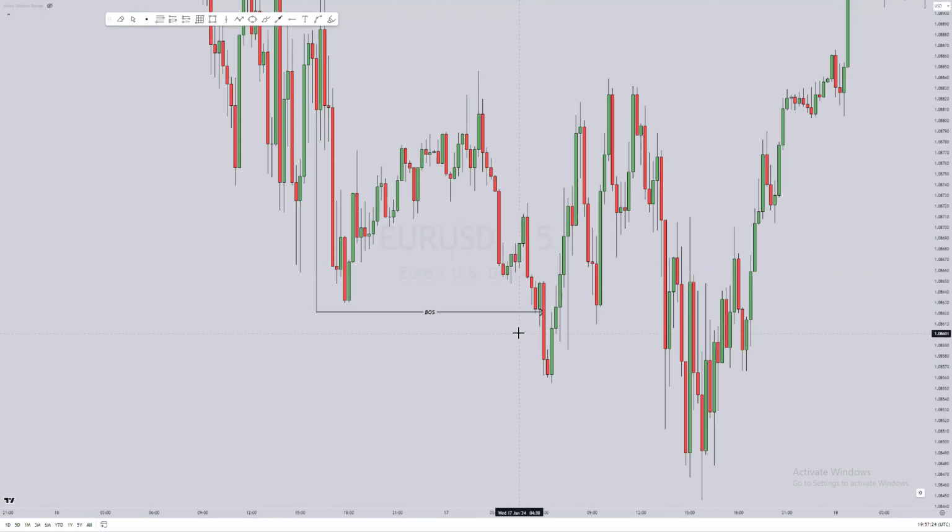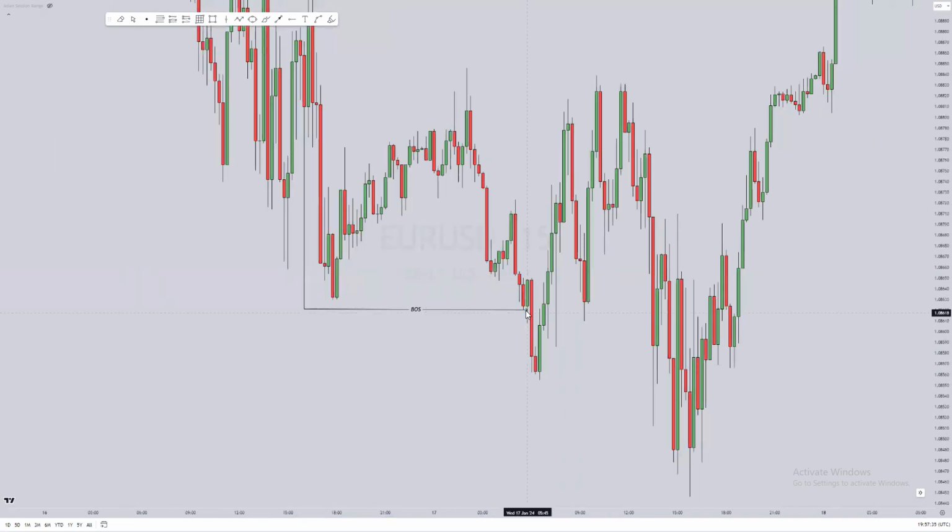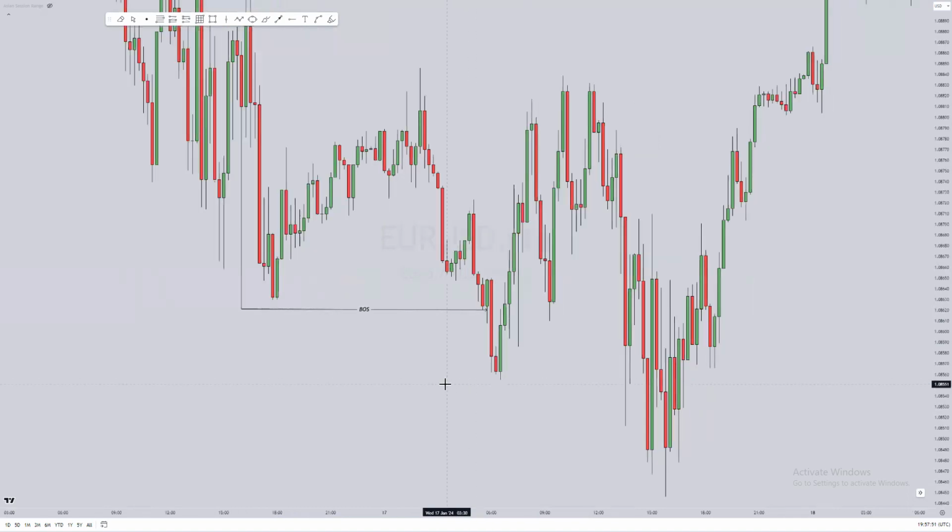So basically, I said that for you to get a valid break of structure, you must have price close below your previous low or high. So right here, this green candle did not close below. So as of that moment, we did not have a break of structure. After price broke structure right here, as you can see, this now becomes a valid BOS.